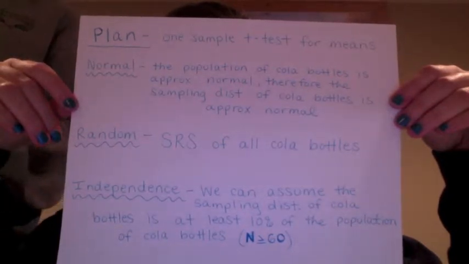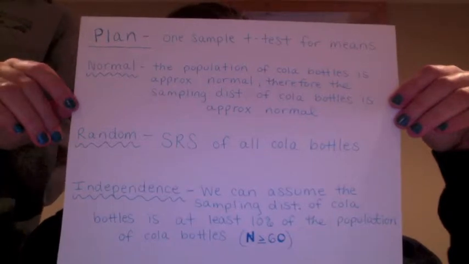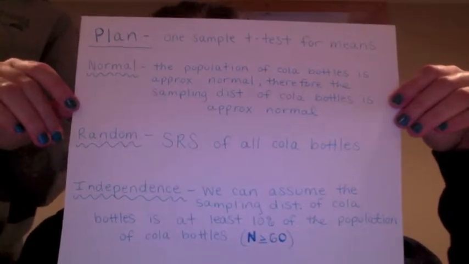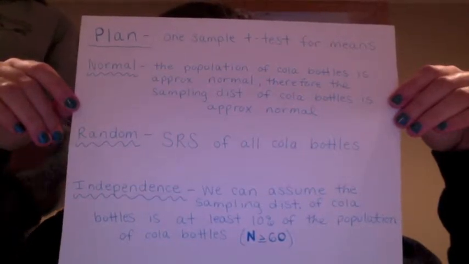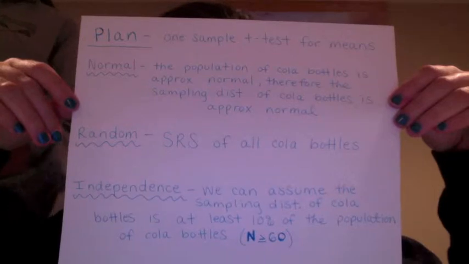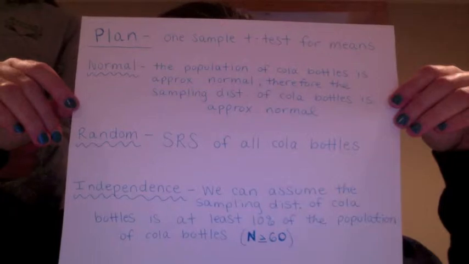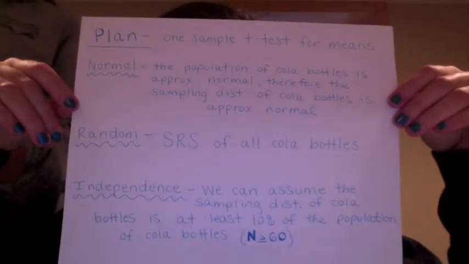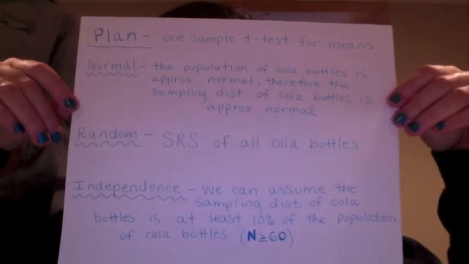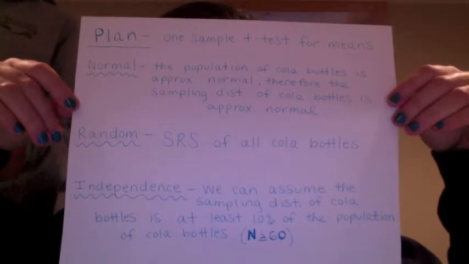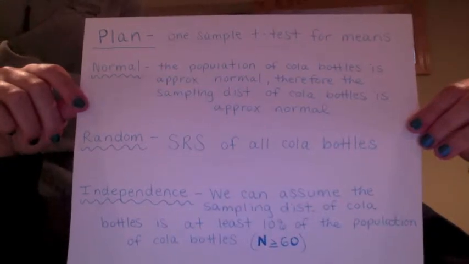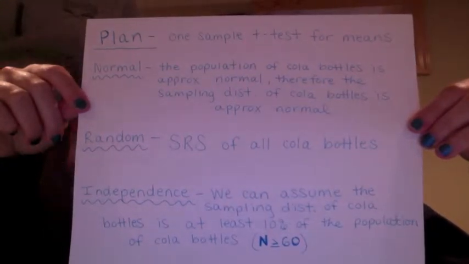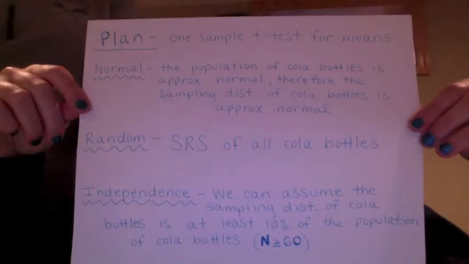In order to continue, the sample has to be a simple random sample from a large population. Our problem was an SRS of all cola bottles. The last step of the plan is to make sure the sampling distribution is independent. It is independent if the sample is at least 10% of the population. So we can assume that the sample of cola bottles is at least 10% of the total population of cola bottles, meaning that the total population of cola bottles is greater than 60.